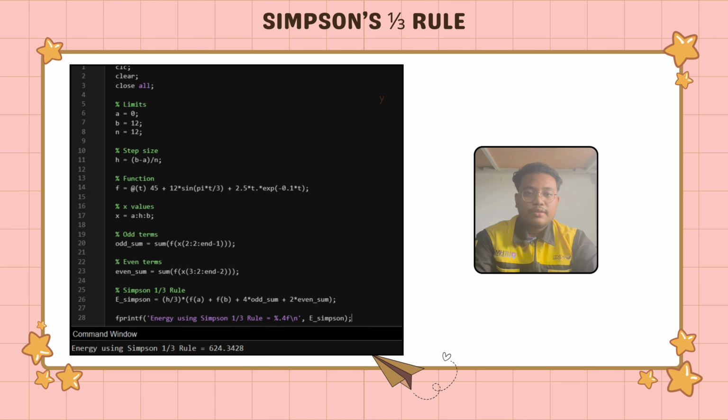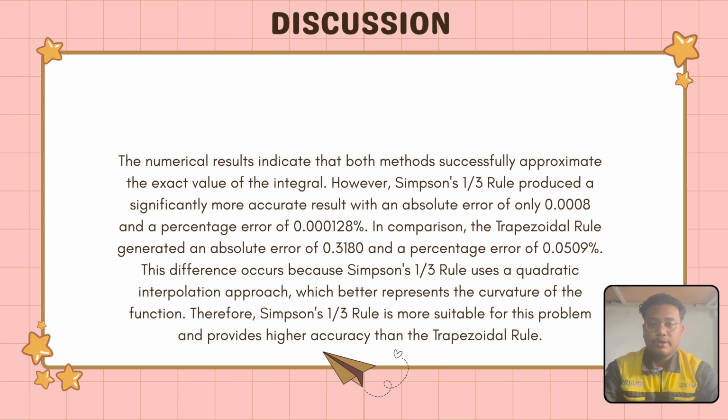After all steps and code are finished, we run it, and the output we get is the energy the Simpson's 1/3 rule gives, which is 624.3428.